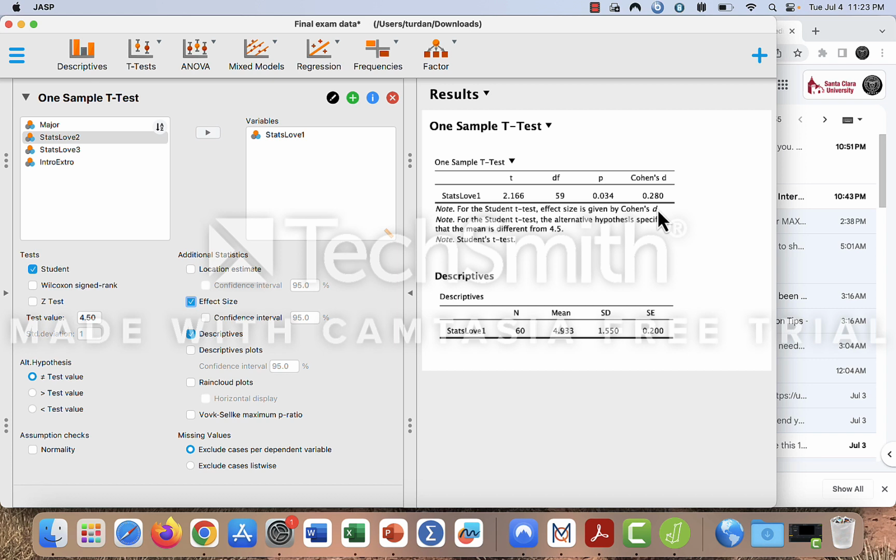So that's a quick demonstration of how to run a one sample t-test in JASP and how to tell whether it's statistically significant and what the effect size is. I hope that's helpful.